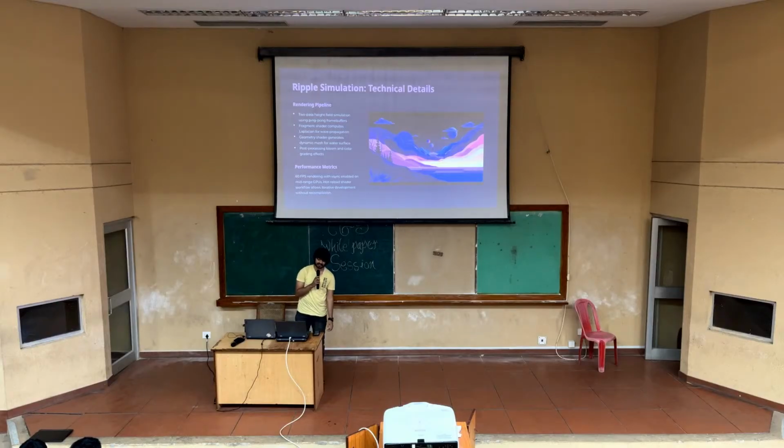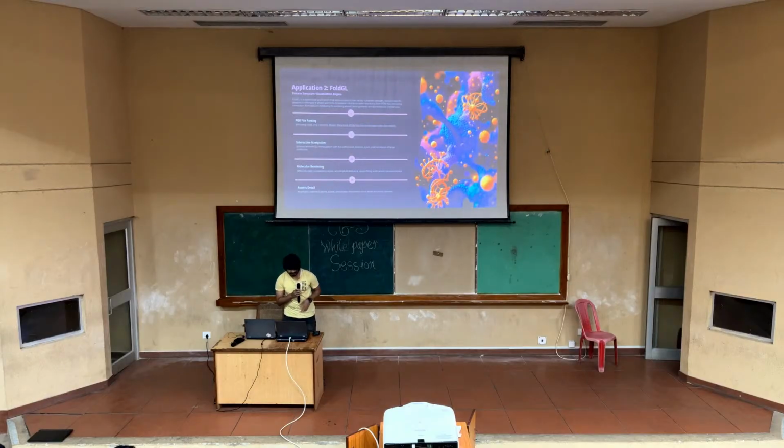The data pipeline technically uses a two-pass simulation pipeline. The fragment shader computes the simulation, and then the chromatic shader applies color to the image. Performance metrics run at over 60 FPS, even on medium level GPUs.